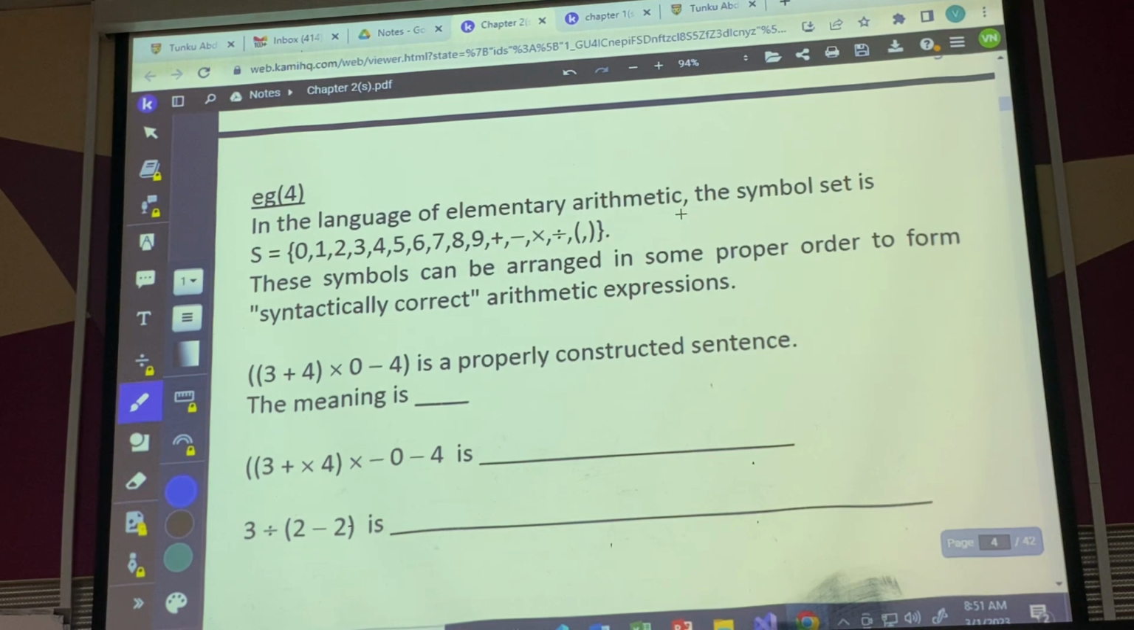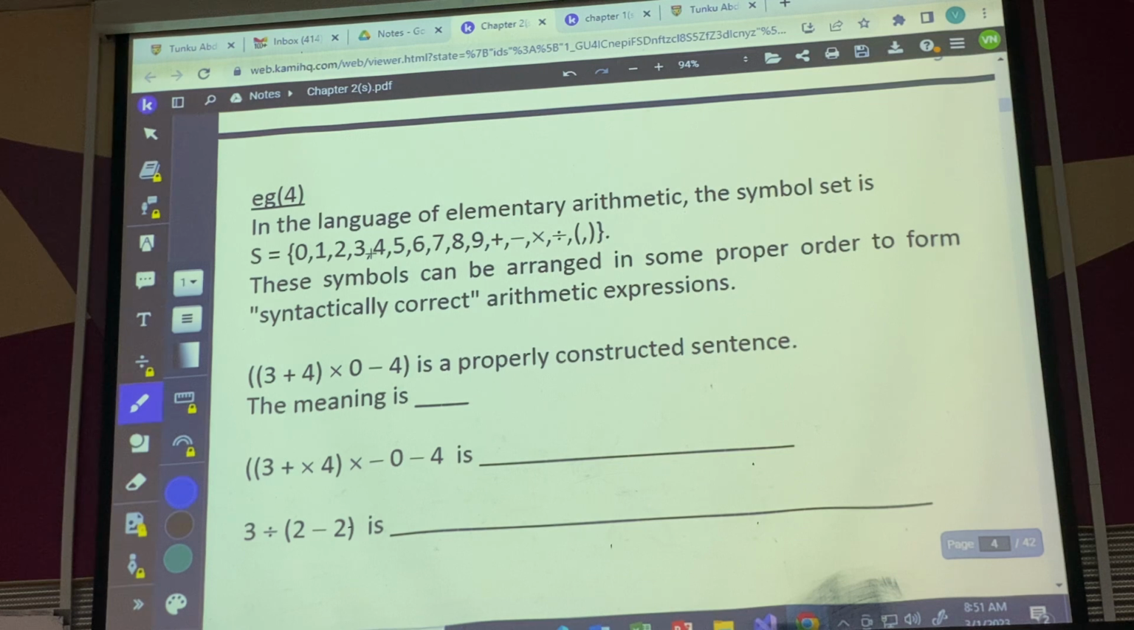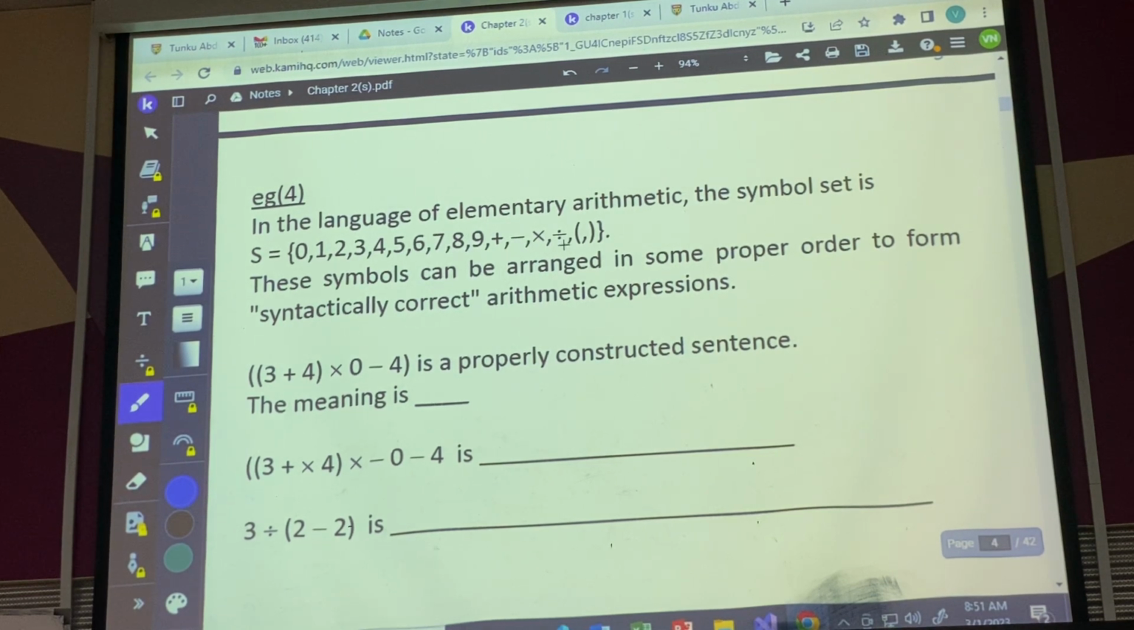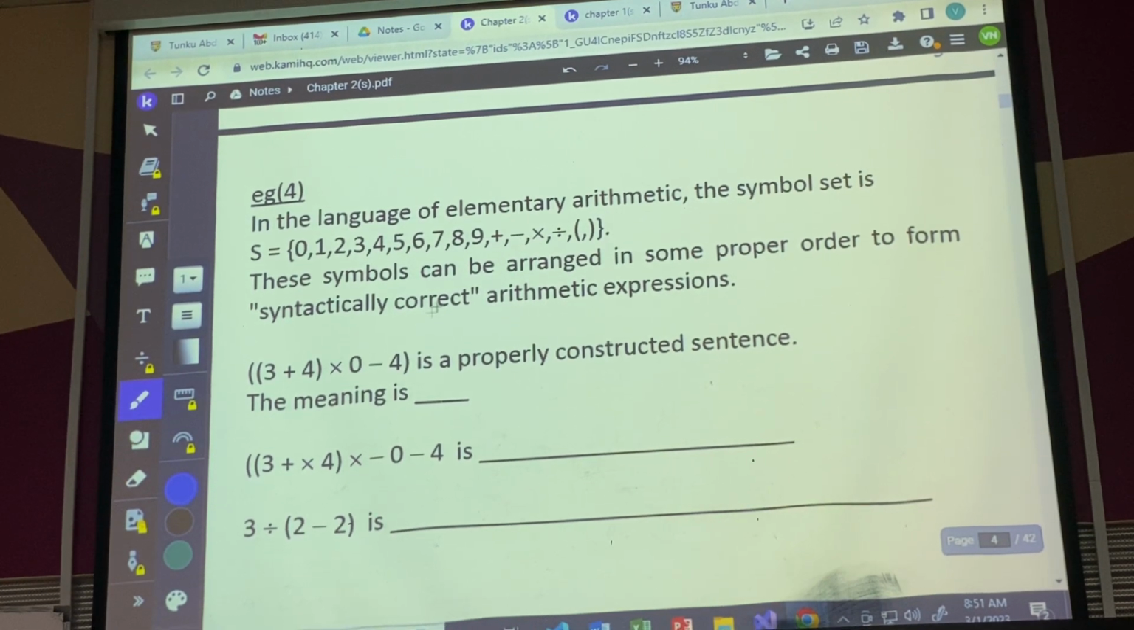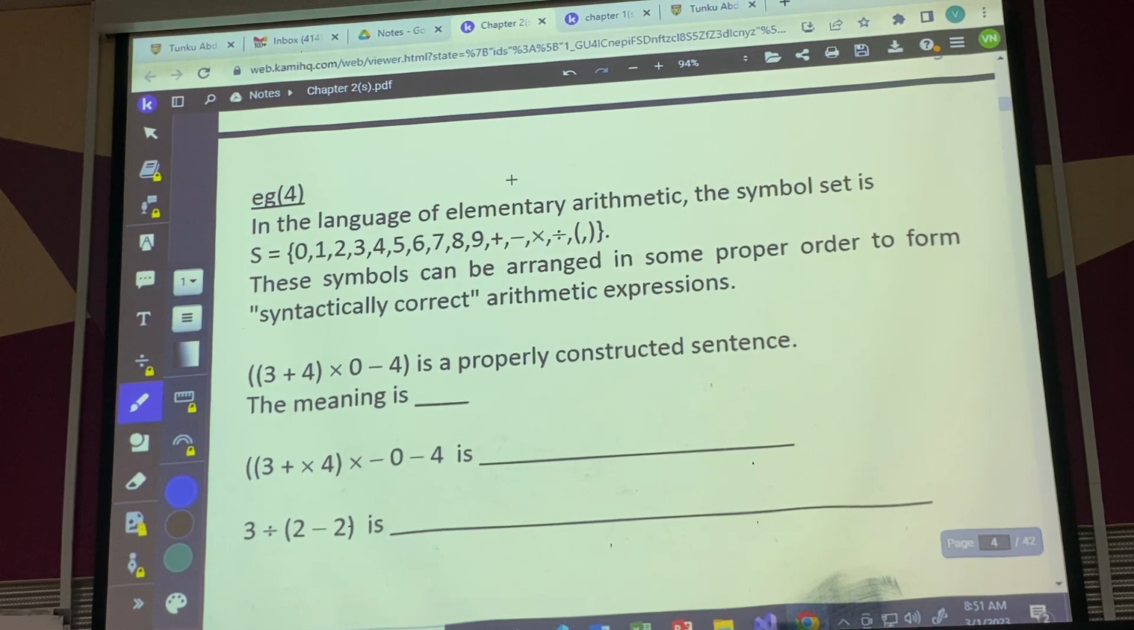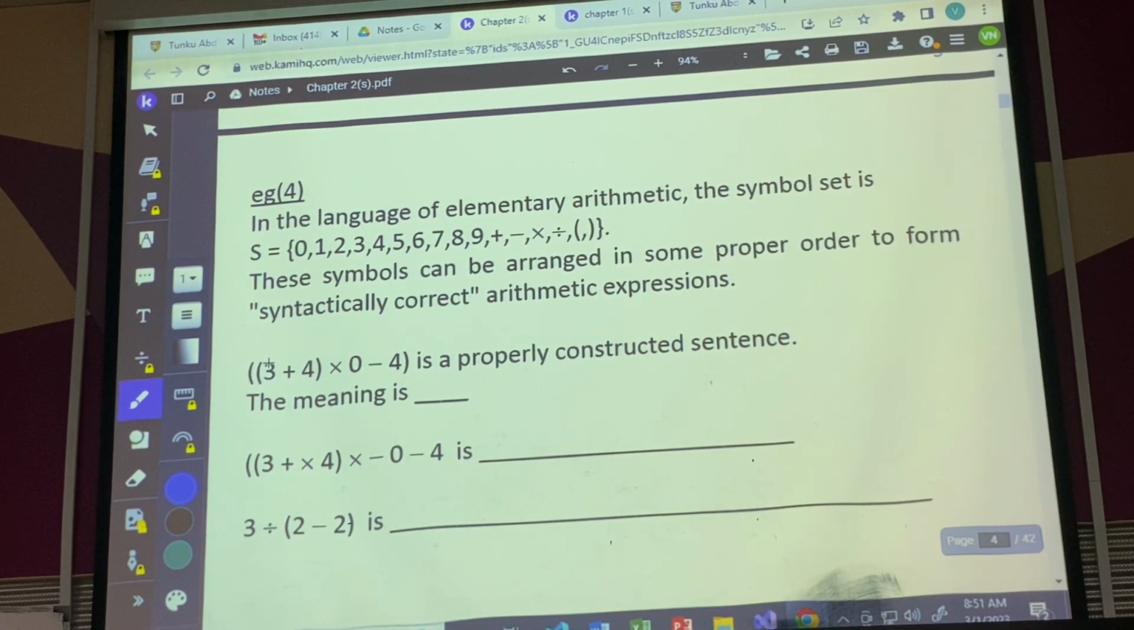Let's say you have arithmetic, and the elements are integers inside the set given from 0 to 9, with the operators plus, minus, multiply, divide, and brackets here. So we want to see whether the following is a syntactically correct sentence or not, and whether it has meaning or not. Look at the first one here: the bracket 3 plus 4 multiply 0 minus 4. Is this a properly constructed sentence or not?